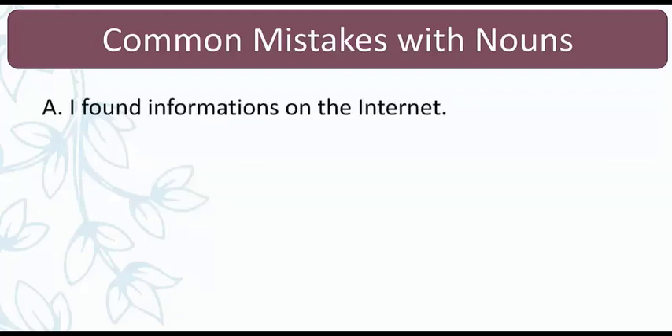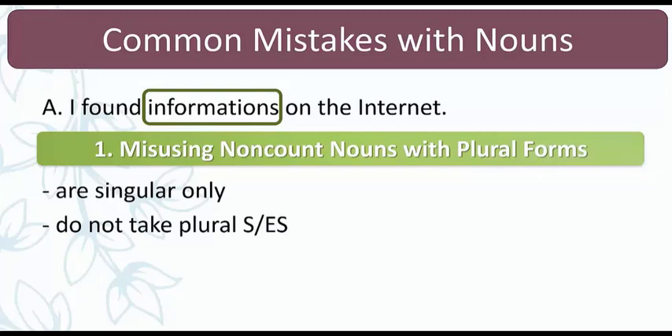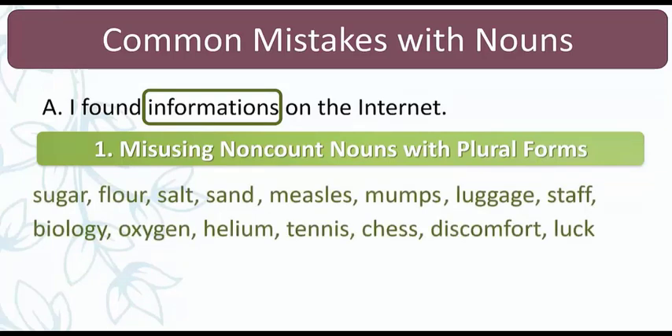Let's look at the first sentence. I found informations on the internet. This error is misusing non-count nouns with plural forms because non-count nouns are singular only and do not take a plural s or es form. These nouns are not countable, which means we cannot use s or es on the end to make the words plural. So to correct this sentence, take off the plural s from informations, so we have I found information on the internet.